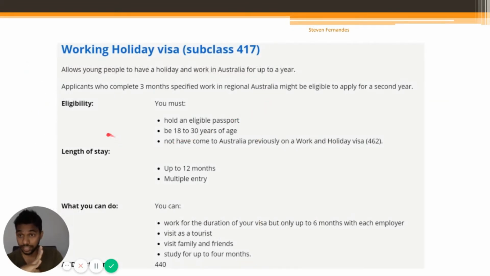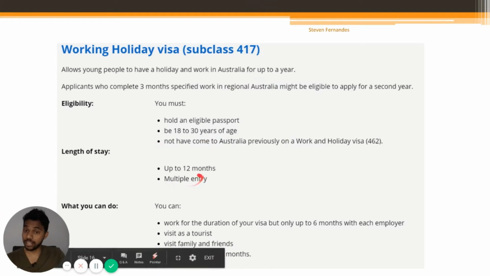Let's see what this visa allows you to do. It allows young people to have a holiday and work in Australia for up to a year. You must hold an eligible passport. Again, you need to be a passport holder of the list that I mentioned before. You need to be 18 to 30 years of age. You need to not have come previously to Australia on this visa, and you can stay for 12 months.